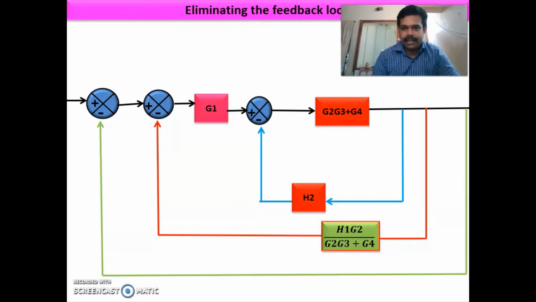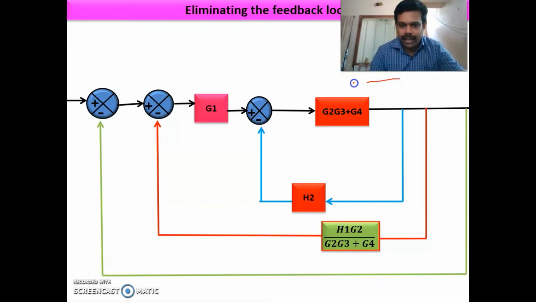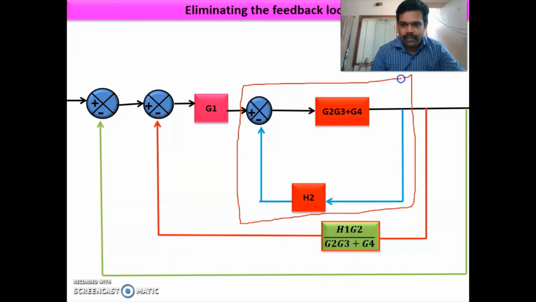While analyzing this diagram, here you have one feedback loop. Whenever you get a feedback loop, you have to check whether it is positive feedback or negative feedback. Here you have minus, so it is negative feedback.